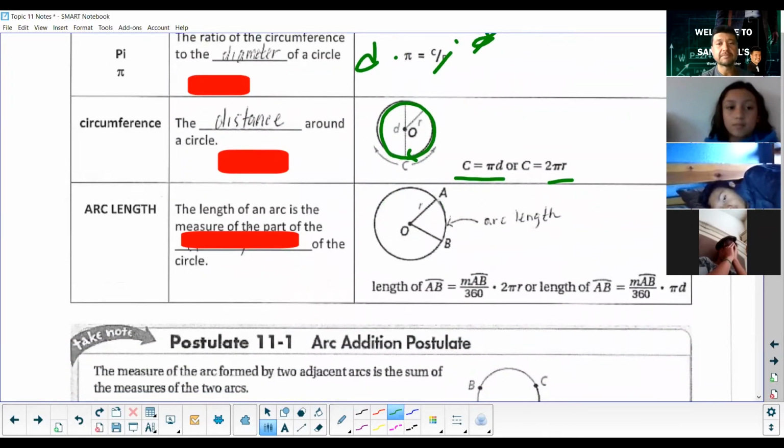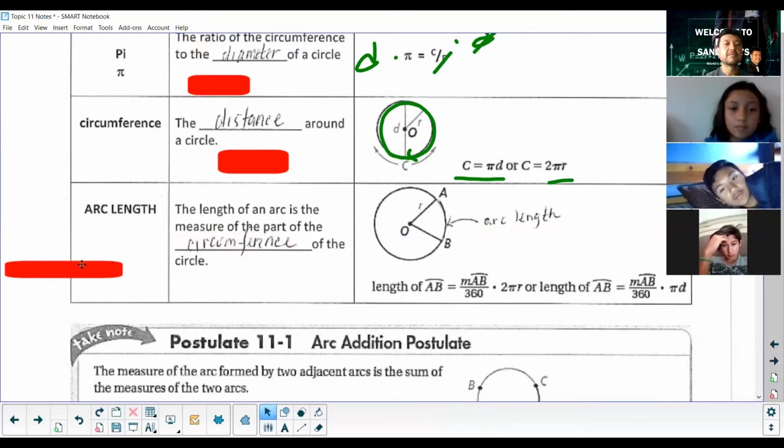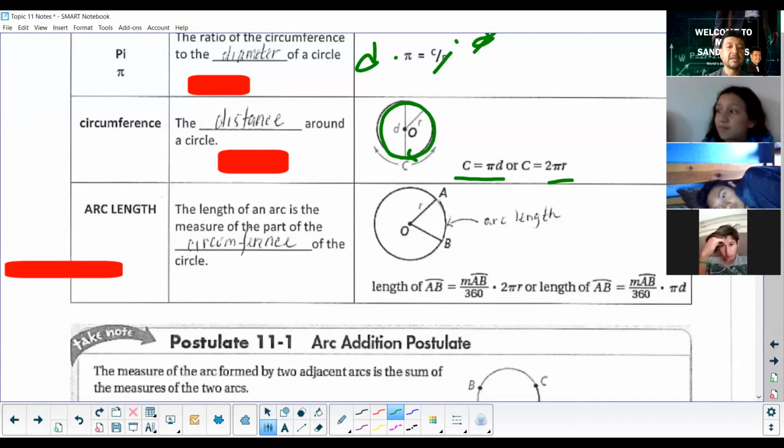Marcus, read the next one. Arc length. The length of an arc is the measure of the part of the blank of the circle. Okay, so here you go. Is it circumference? Yeah. So it's only part of the circumference. So in here, they give us these two important equations. And let me show you. One of them is here. This is the one you're going to use the most, but let me highlight it. And let me ask you, do any of you kids understand what this equation means?